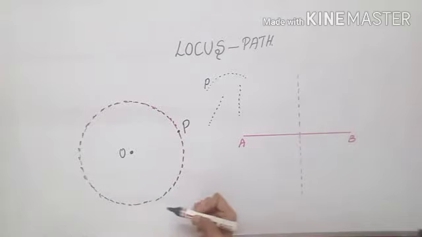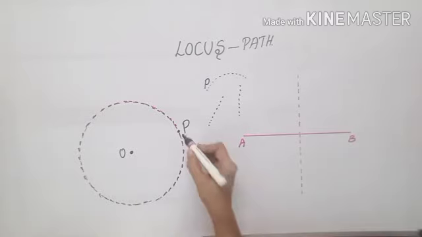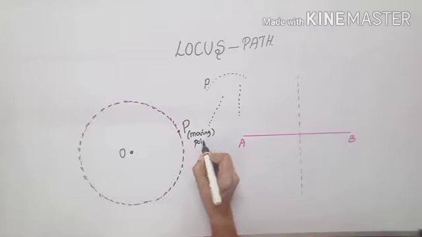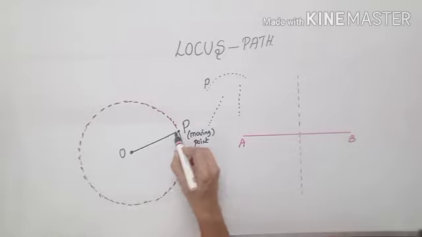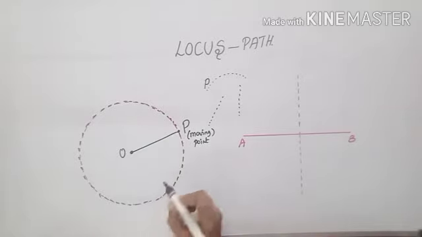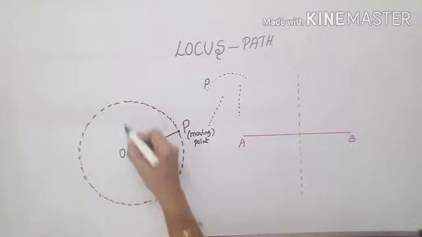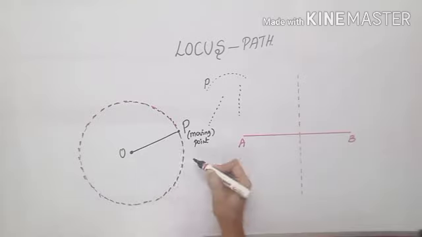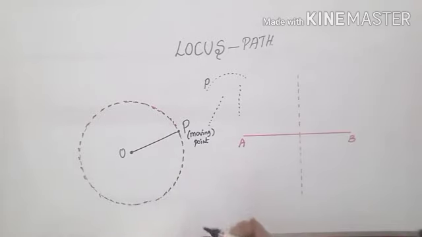Very first example, let there be a fixed point O. This is a moving point P. How does it move? It moves in such a way that the distance from O to P is constant. So as P moves like this, anywhere I measure, the distance is constant. So this locus we call a circle.